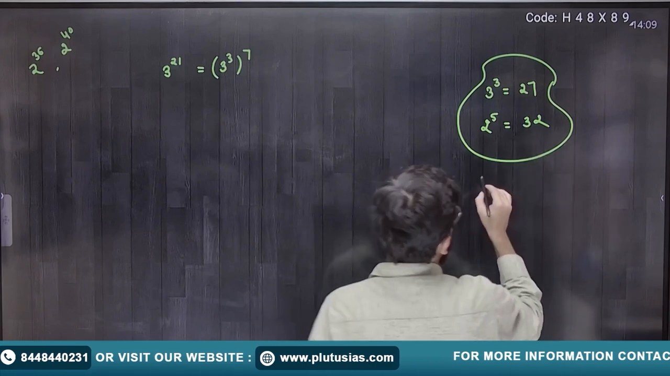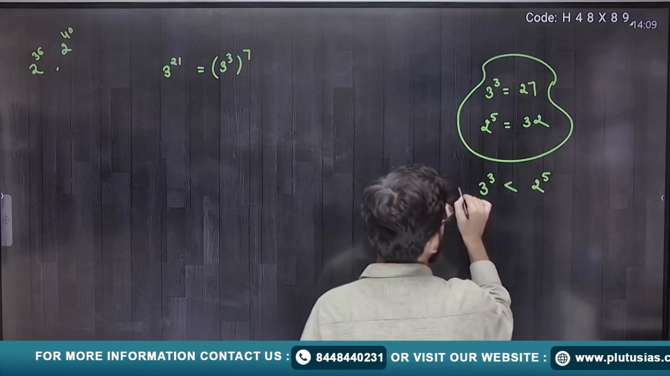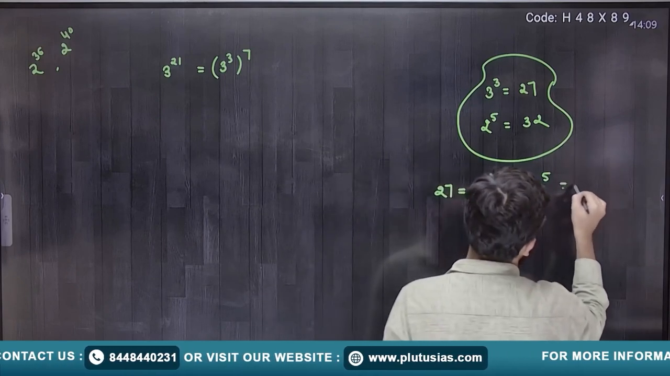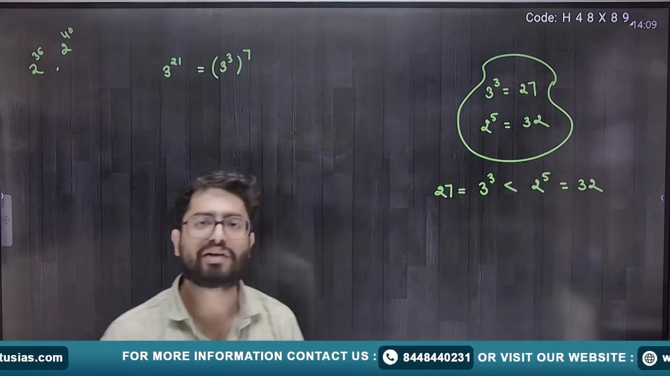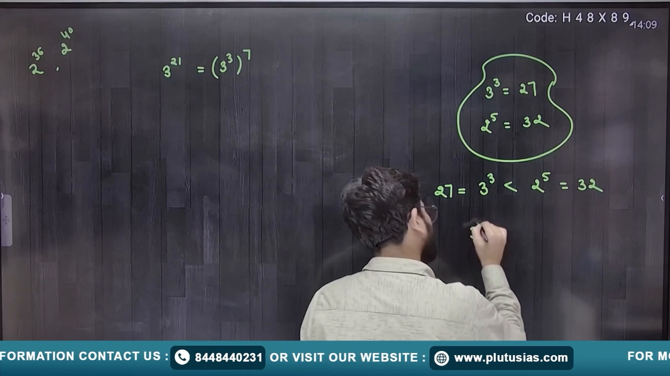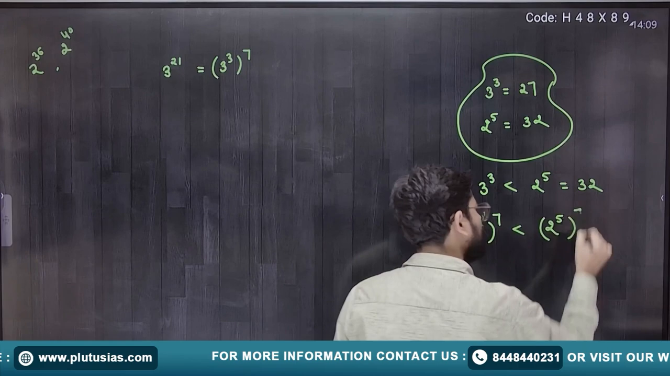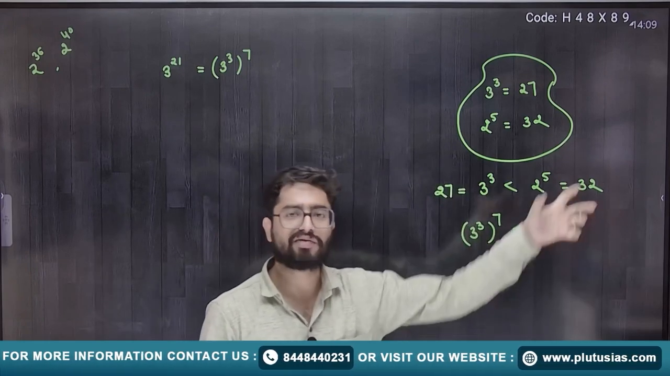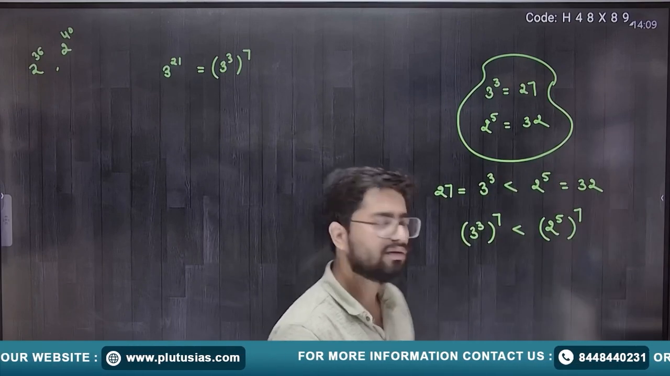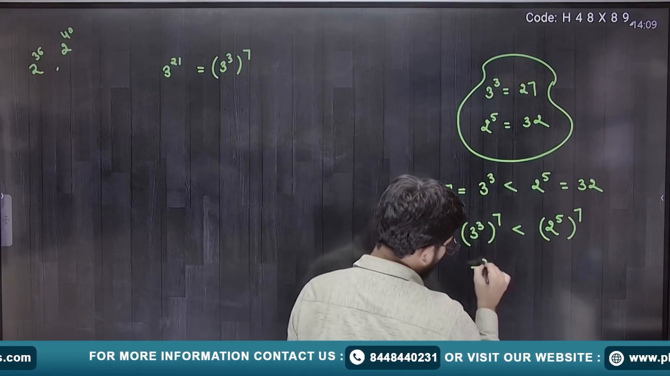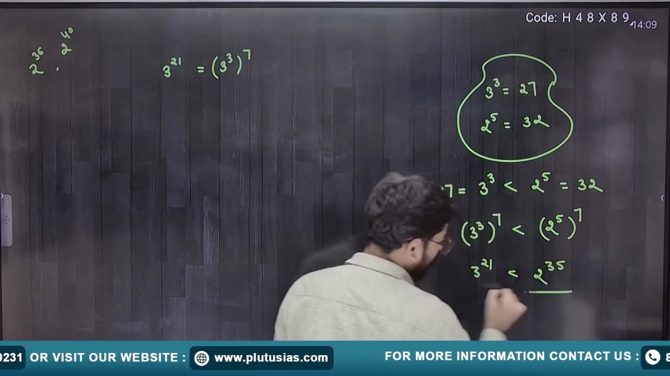And you can say 3 power 3, that is 27, is less than 2 power 5, which is 32. Yes, 27 is less than 32. Now if you take the power 7, if you multiply 7 times, again you get this relation: 27 multiplied 7 times, and 32 multiplied 7 times, so obviously that is the bigger one. So you can say this value, 3 power 21, is less than 2 power 35. Yes or no?